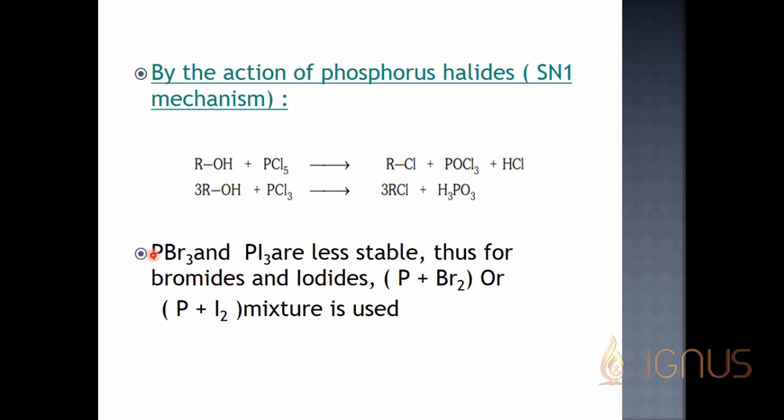Next point, PBr3. If you have to get RBr, that means alkyl bromide or alkyl iodide, then you would have to use PBr3 and PI3. But we know that PBr3 and PI3 are less stable. Thus, for the preparation of alkyl bromides and alkyl iodides, you will be using phosphorus plus bromine or phosphorus plus iodine separately. That means you cannot use PBr3 because it is less stable. Instead of PBr3, you will be using a mixture of phosphorus and bromine or a mixture of phosphorus and iodine. This is very important. Since PBr3 and PI3 are less stable, you will be using the mixtures.